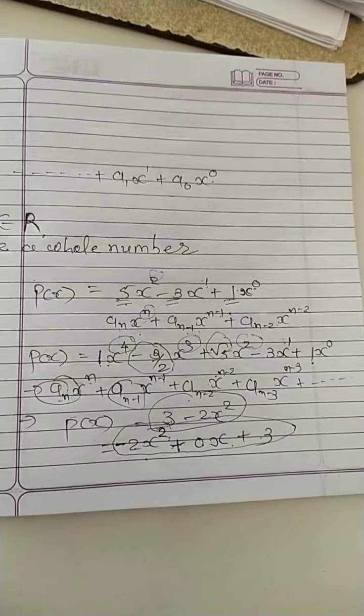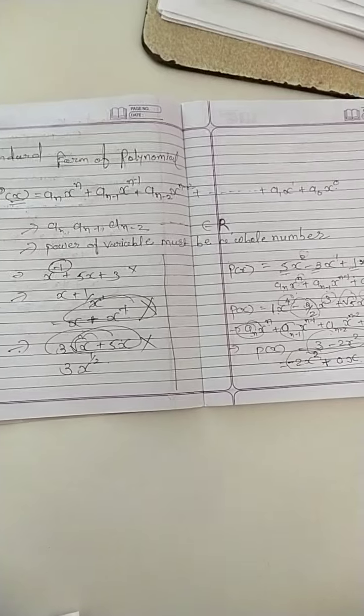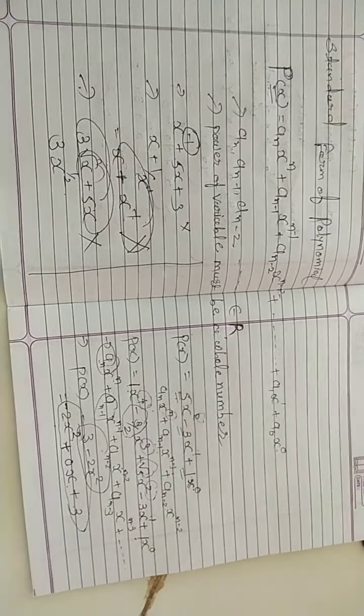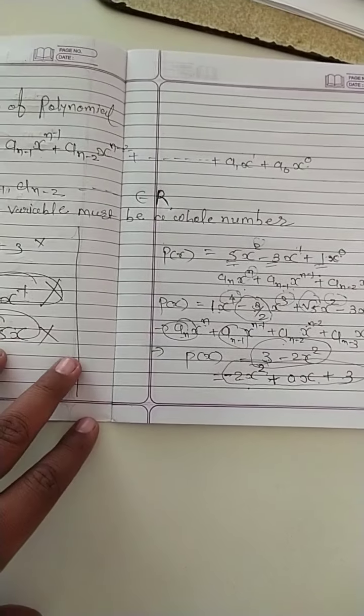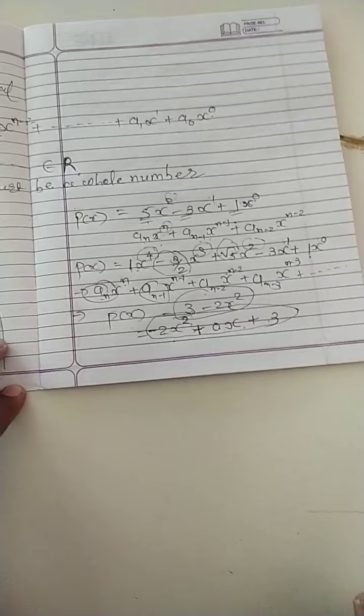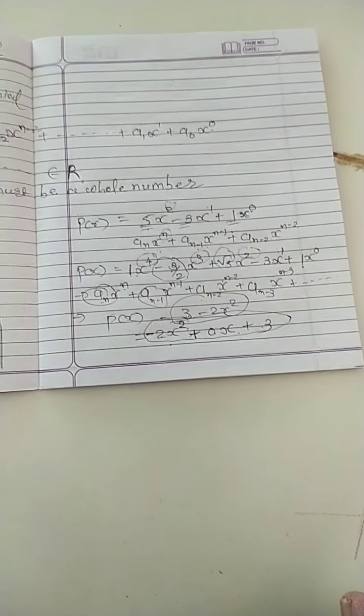Okay, understood? Have a look at it if you want to write or make a note of it. Okay, then in the next video we are learning the types of polynomial by number of terms and by power of variable.